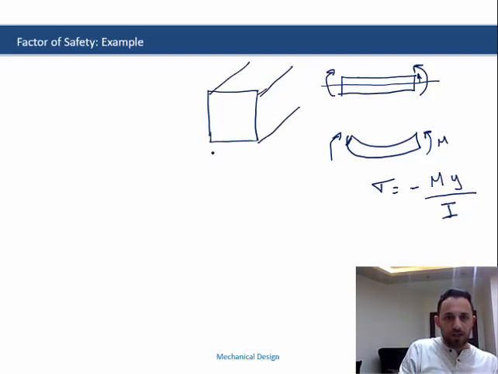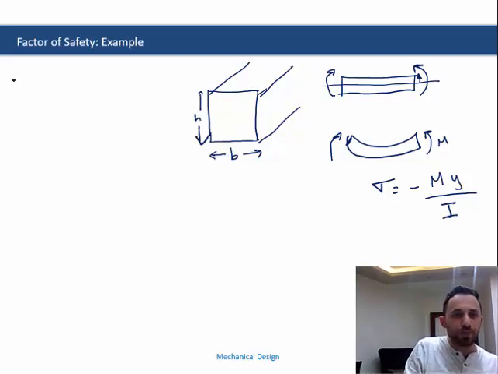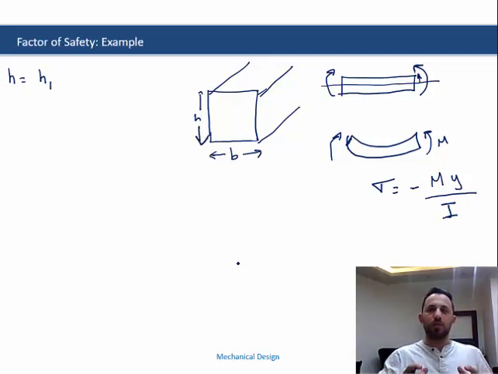And now this would have a width of B and a height H. Let's assume while manufacturing this shaft we have some uncertainties in the dimensions. So the height is equal to the nominal height H1, and we ask what is the difference between the nominal and the actual or the true.